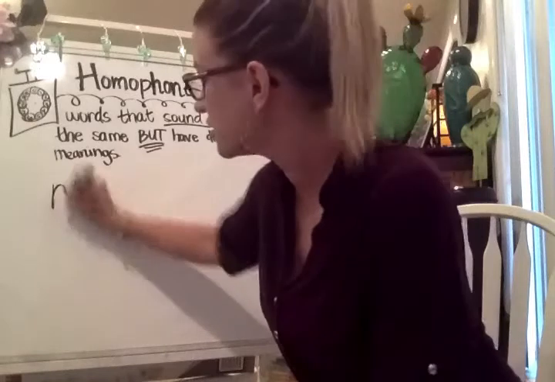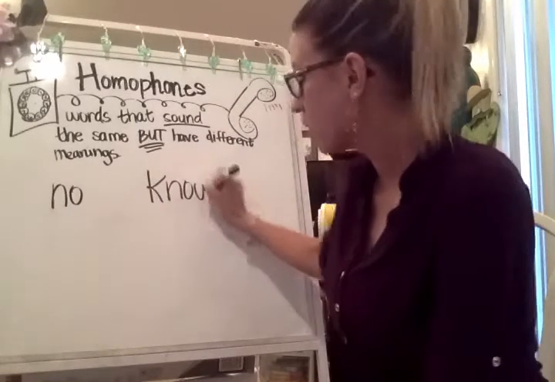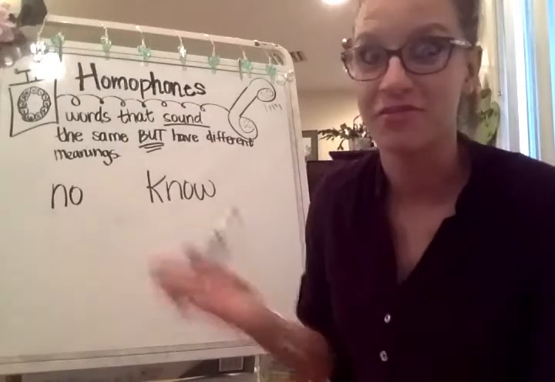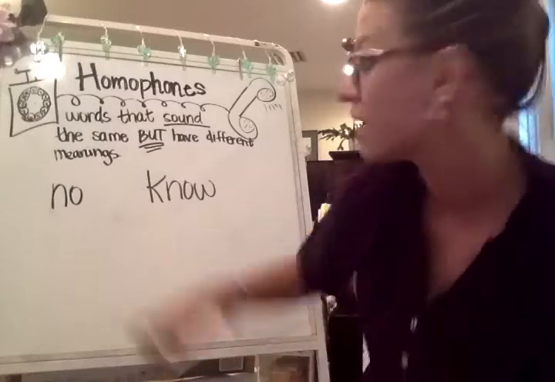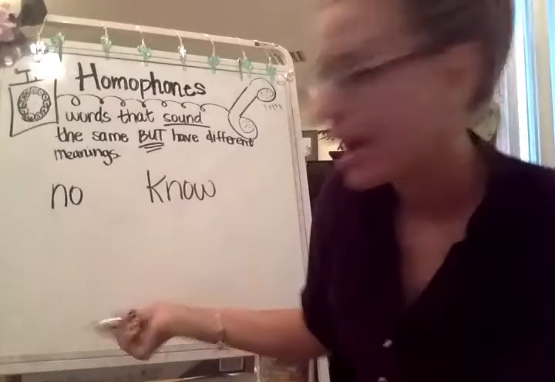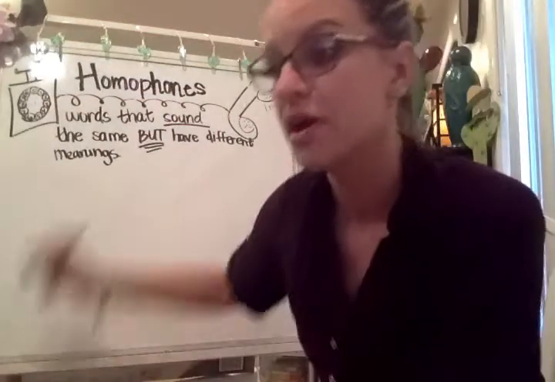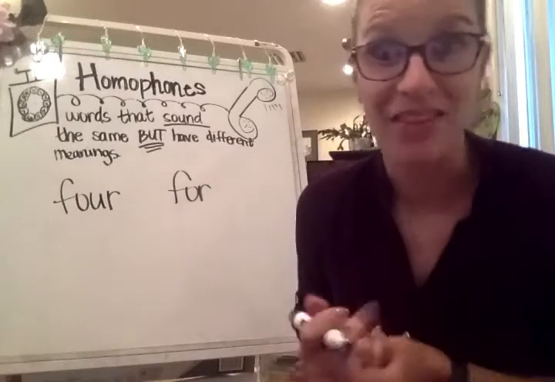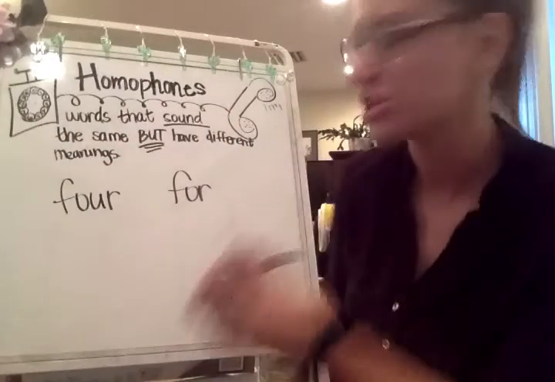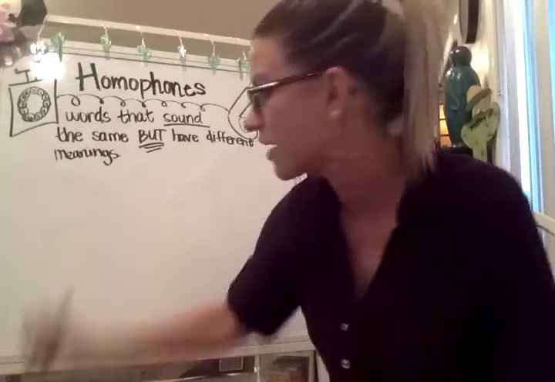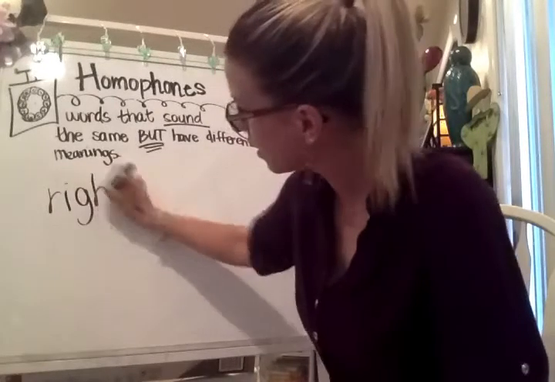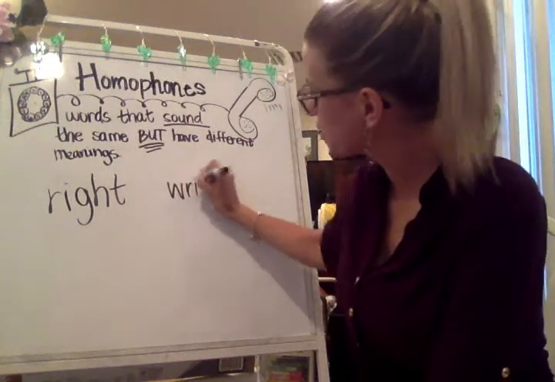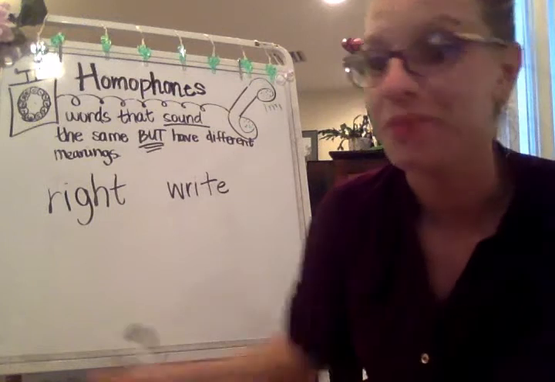The first pair of words are no and no. Remember, they sound exactly the same, but they mean different things. So this no is a negative thing, like no, no, don't you do that. This one is like what you know in your brain. We've got no and no. Four, like the number 4. And then for, like I got this birthday present for you. I'm going to give it to you. We've got a pair, right, like my right hand. I'm going to turn right down the street. And then the word write, when you write something, like I'm writing on the board.